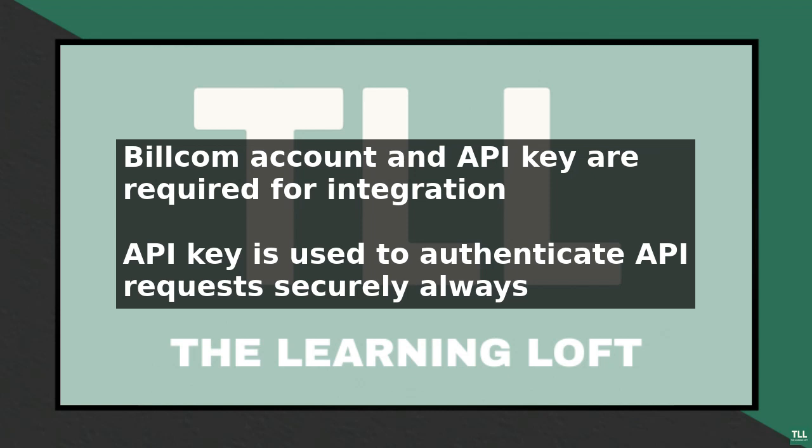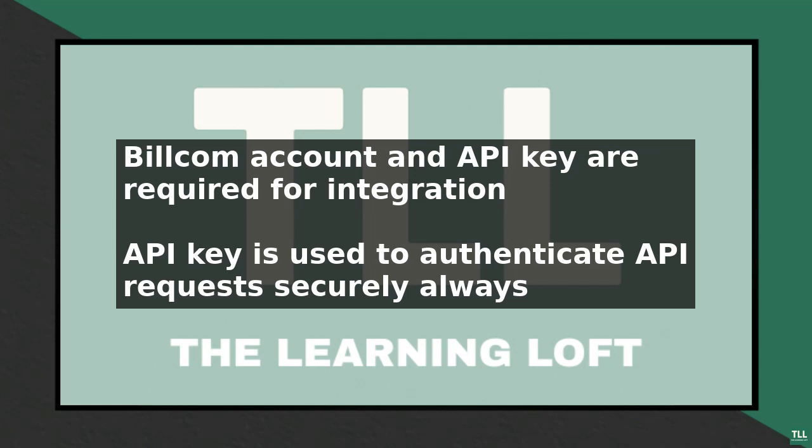Step 3. Set up API endpoints. The Billcom API has several endpoints for different operations such as creating invoices and making payments. You need to set up the API endpoints for the operations you want to perform. For example, to create an invoice, you would use the Invoices endpoint.